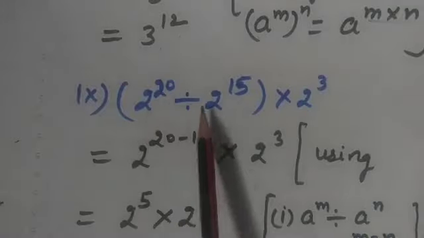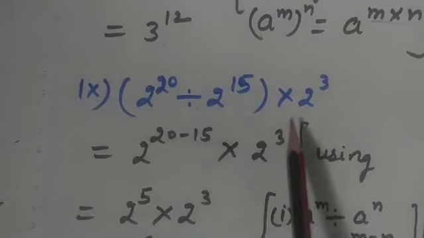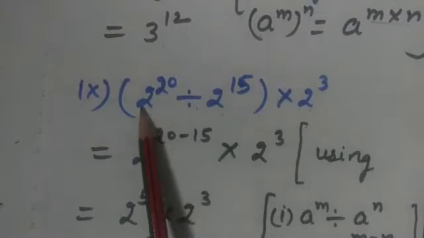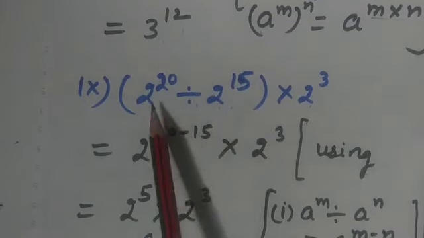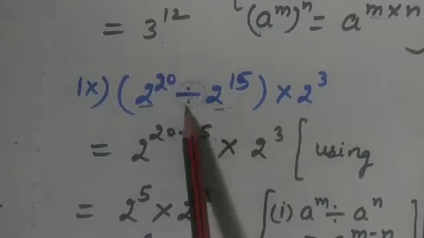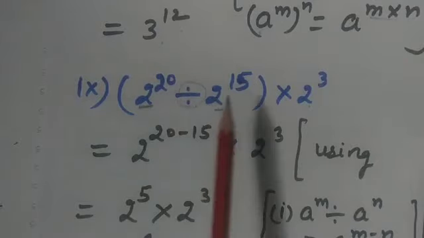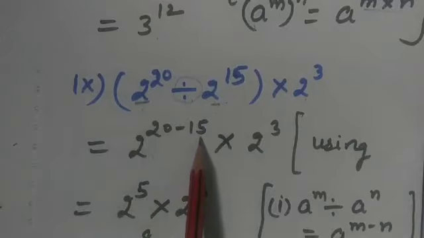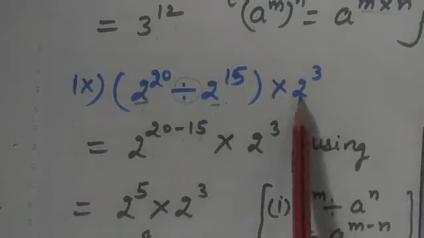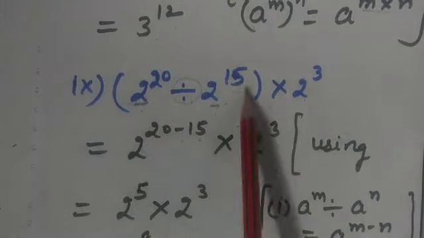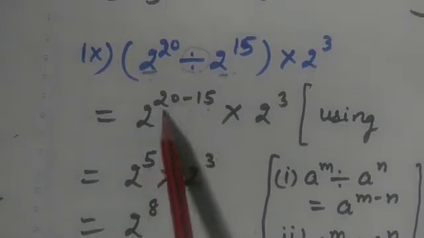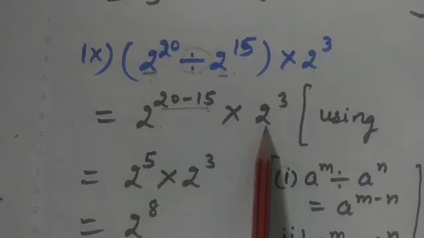2 raised to the power 20 divided by 2 raised to the power 15 into 2 raised to the power 3. Using BODMAS, I will solve this bracket first. So here I am observing the bases are same, and in between I am having the division. So the powers get subtracted. So it will be 2 raised to the power 20 minus 15. This will remain same because I am solving this first. I am solving the bracket first. So it will be 2 raised to the power 5 into 2 raised to the power 3.